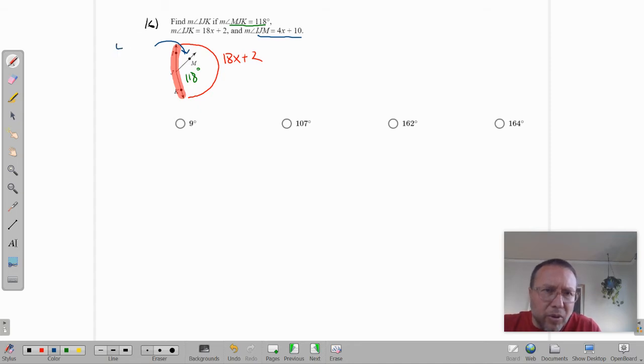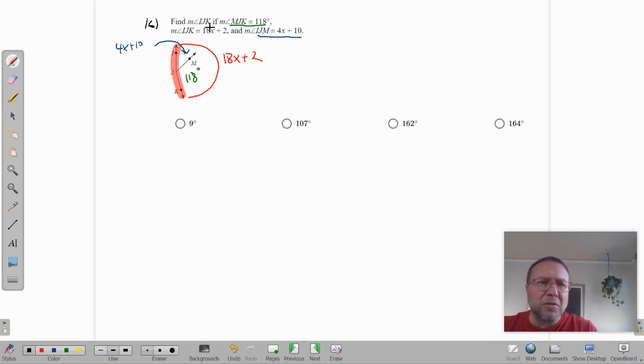And so that would be 4x plus 10. Well, so here's your two parts. 4x plus 10 is a part, 118 is a part, and then it's equal to the whole, which is 18x plus 2. So we just need to set up an equation. This is where setting up the diagram is really important, because if we put the wrong number in the wrong spot, then we're going to get the wrong answer.